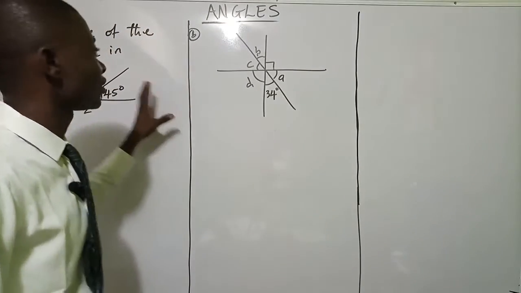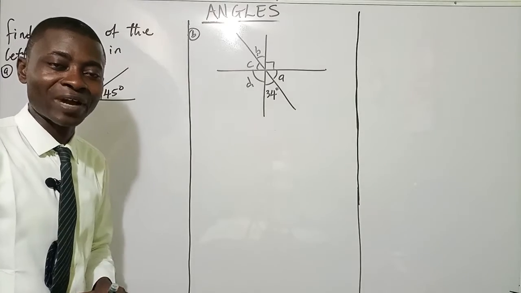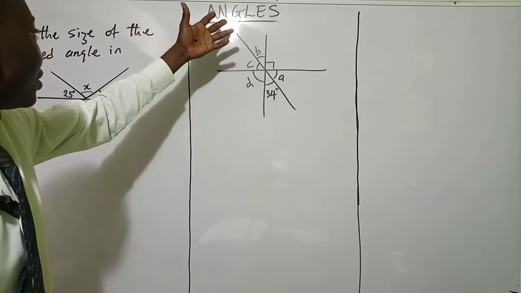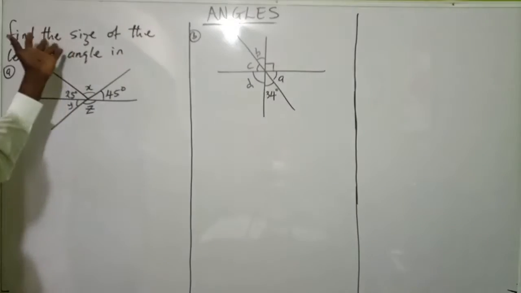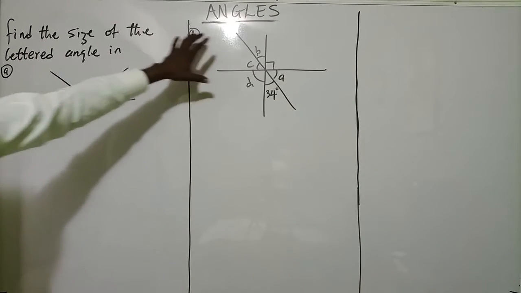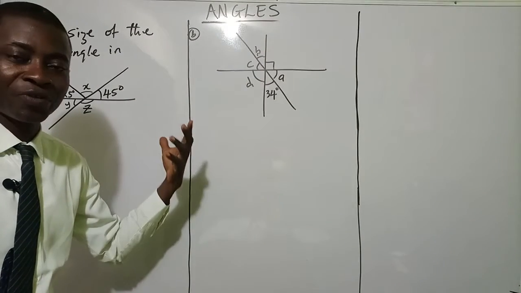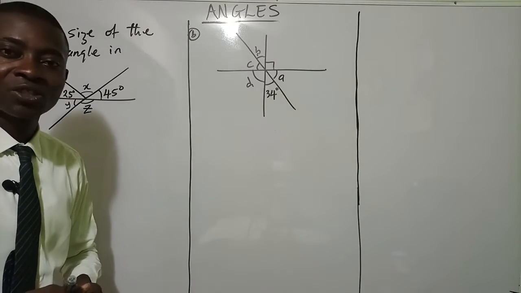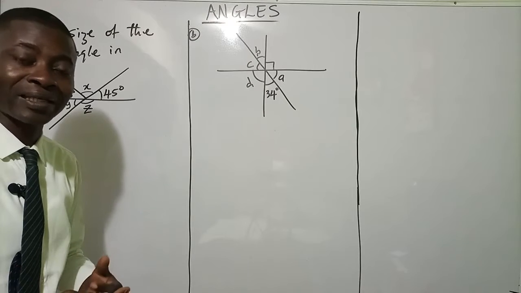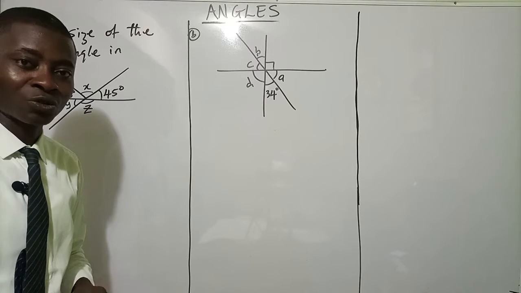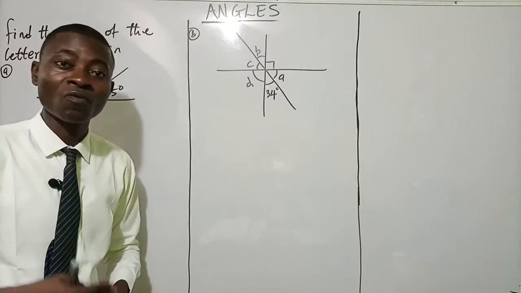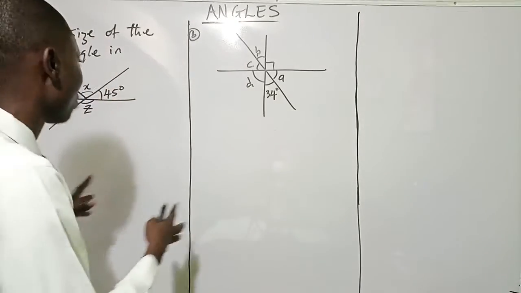On the board, we have two questions to demonstrate how we can find the unknown angles under this topic, angles. We have some questions here to find the size of the related angle in A and B. In our previous class, we explained some of the laws surrounding angles and how we can apply them in answering questions. Remember, I told us to watch out for our next video so that you see how we can actually apply these laws in finding the unknown angle. So that's exactly what we'll be doing now.